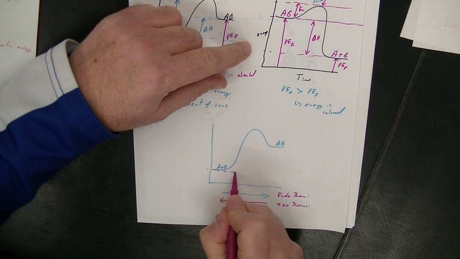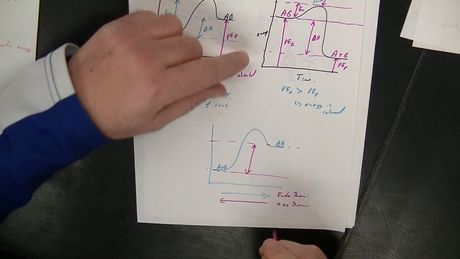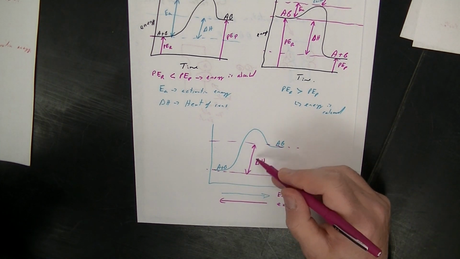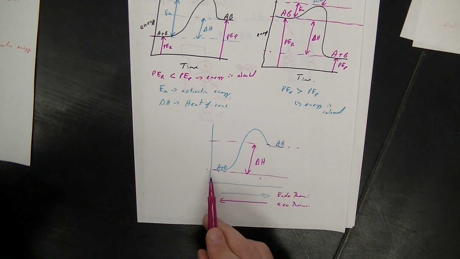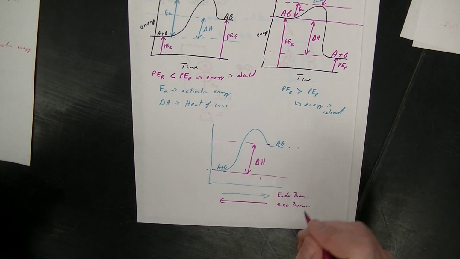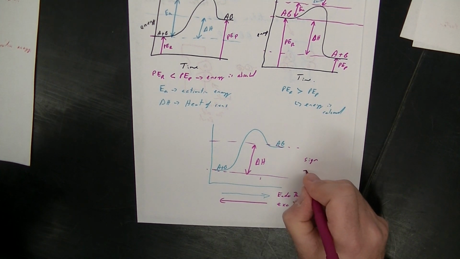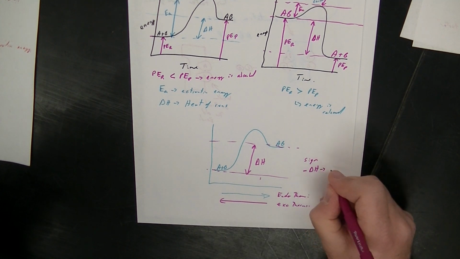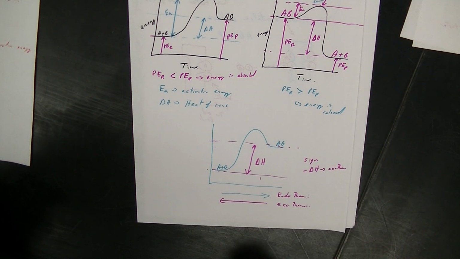Now, what's important here to know is to look at our delta H. The actual numeric value of delta H doesn't change whether we're going forward or reverse. The delta H doesn't change. What changes is our sign. Remember, a negative delta H tells us that it's exothermic. We've talked about that before.